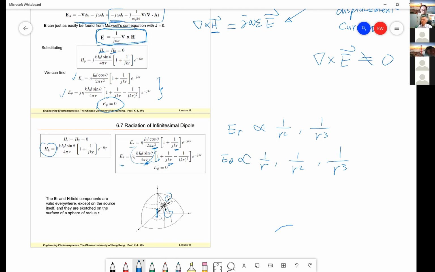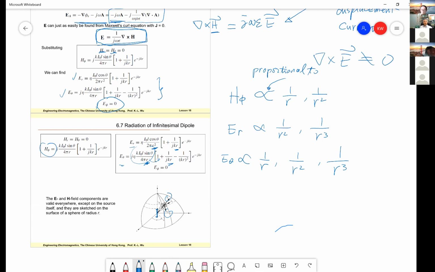All right, let's look at H phi. I use this sign to mean proportional to. What does this mean? Proportional. Let's look at H phi. H phi is also proportional to 1 over R and 1 over R squared.